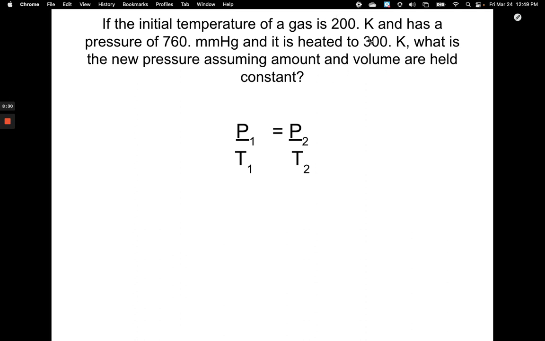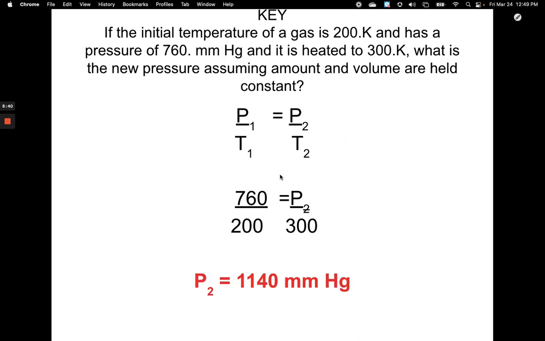So we're increasing the temperature. What do you think is going to happen to the pressure since it's direct? Okay, pause the video, plug in, see if your prediction is right.